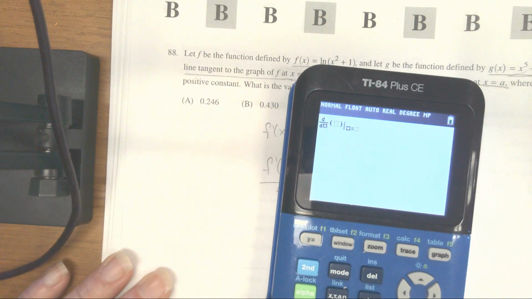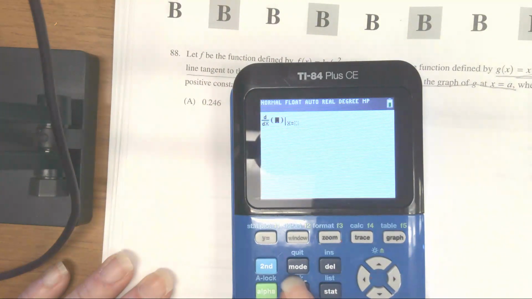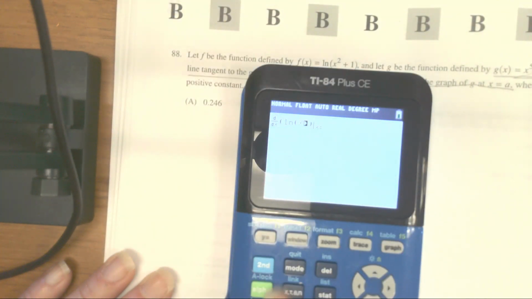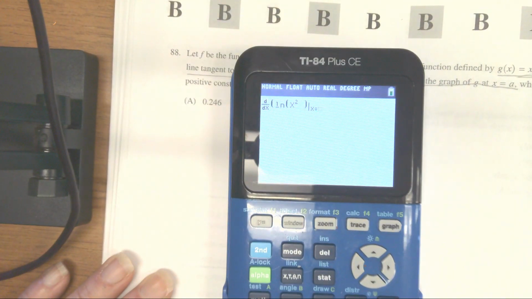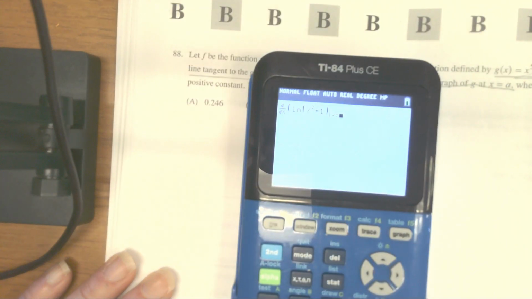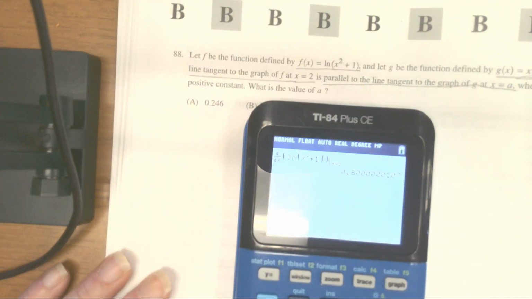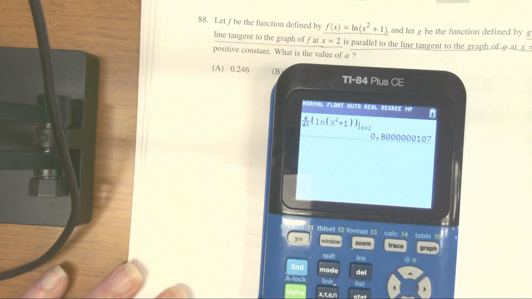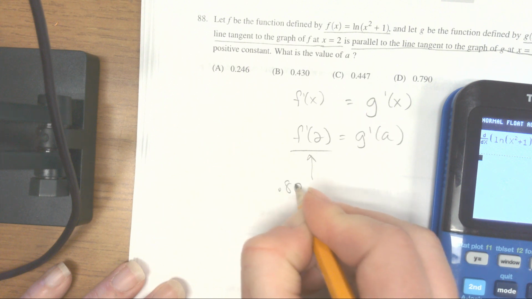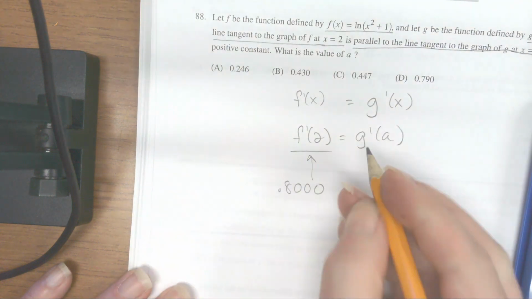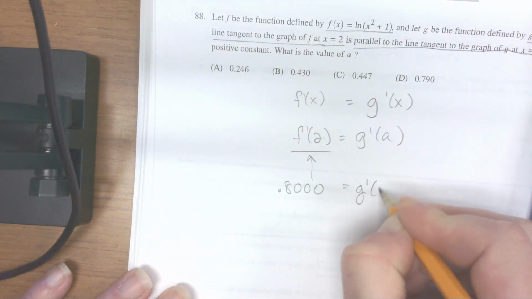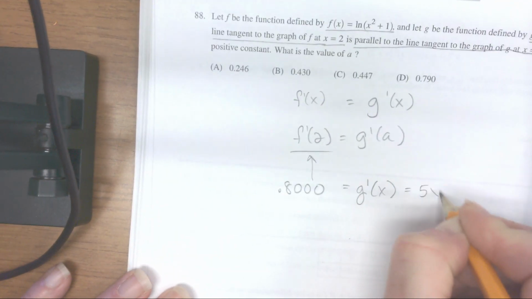All right, so we got ln of x squared plus 1 at x equals 2. Is that what you got for that? 0.8. Yes. Okay. I'm going to leave that in there. So I know it's essentially 0.8. And we're going to do g prime of x, 5x to the 4th plus 3x squared.